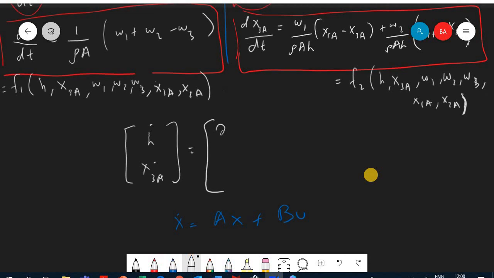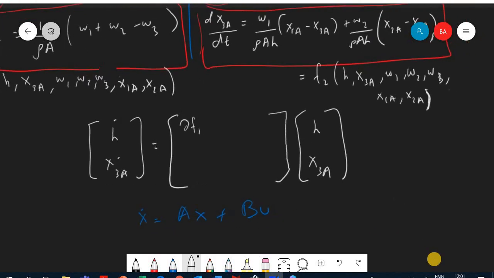Let's start our system. I may not attempt to find out the whole terms, but I will attempt the partial differential approach. So I have df1. Just remember, this is multiplied by the h dot. The x is h and x3a. And these are related to what? They are related to the dot: x dot, h dot, x3a dot.